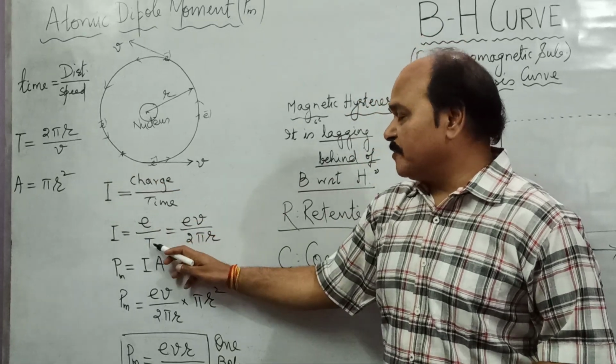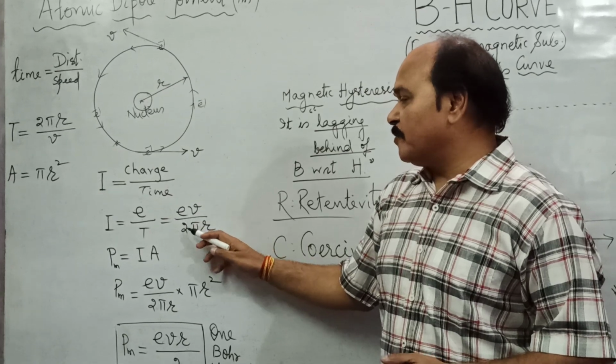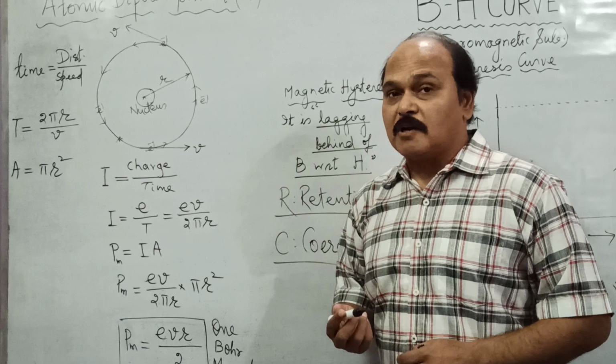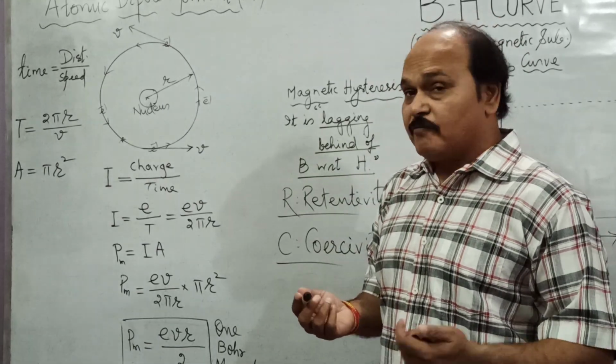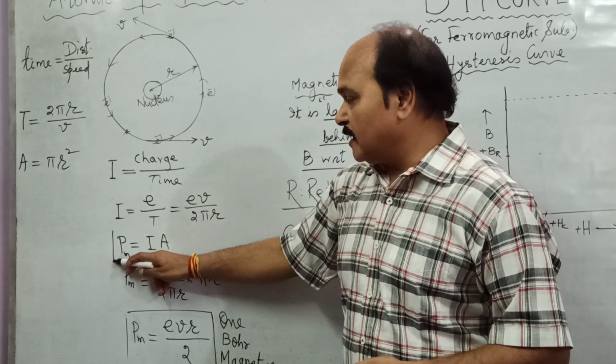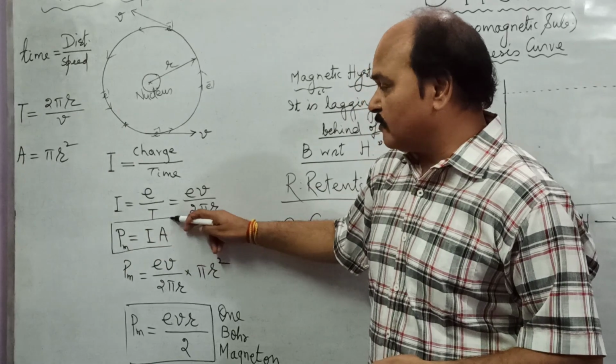If we substitute that time period here, we get I as e v upon 2 pi r. This is the current because of the electron revolving around the nucleus. Well, we know already the magnetic dipole moment of a current carrying coil is I into A, where A is the cross-sectional area of the coil.